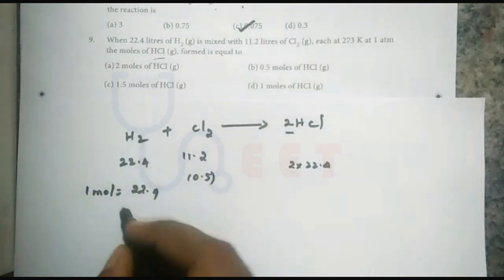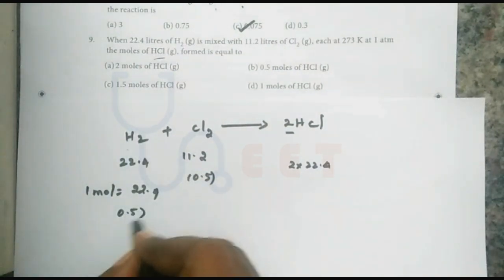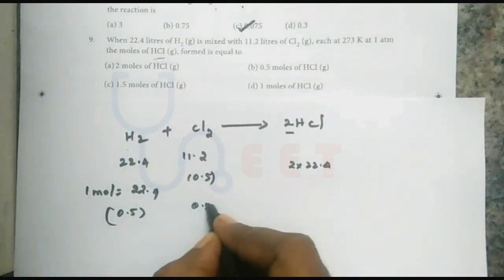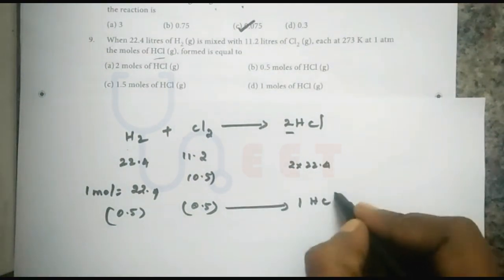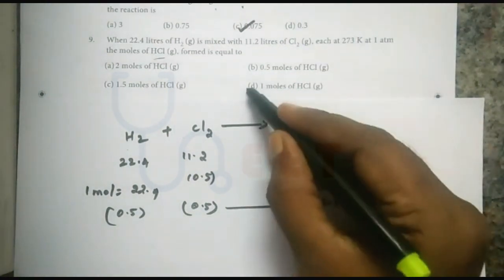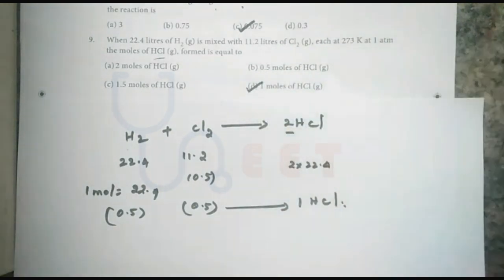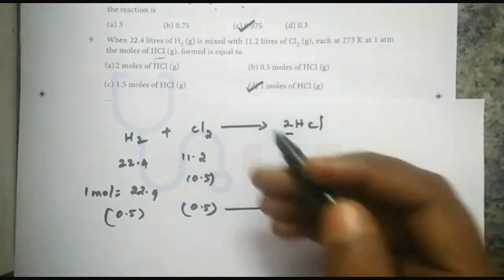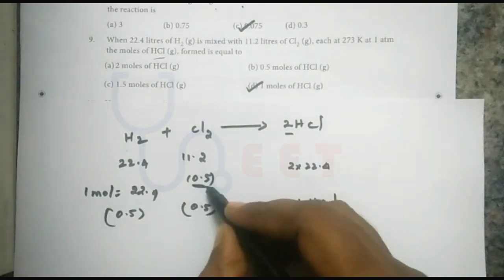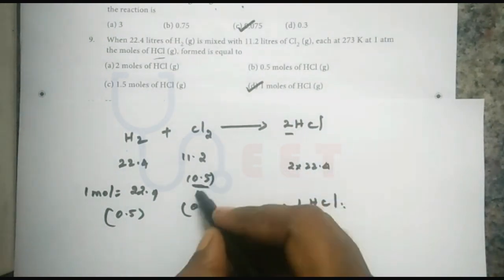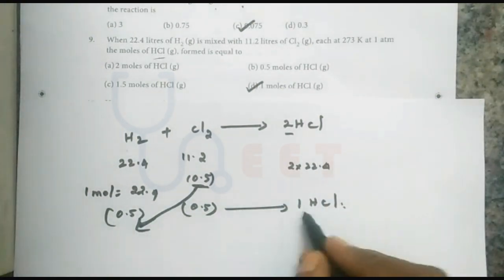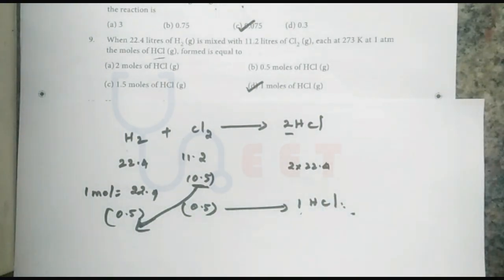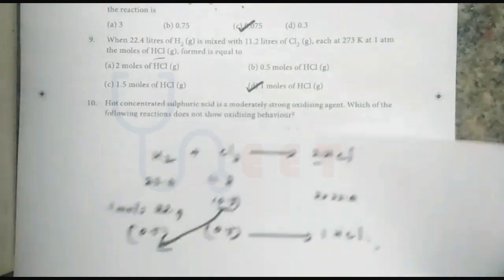So 0.5 moles of hydrogen interact with 0.5 moles of chlorine, and it will form 1 mole of HCl. So the answer is 1 mole of HCl. In this sum, they are giving only 0.5 moles of chlorine. Then only 0.5 moles of hydrogen react with it to form 1 mole of HCl. So the answer is 1 mole of HCl.